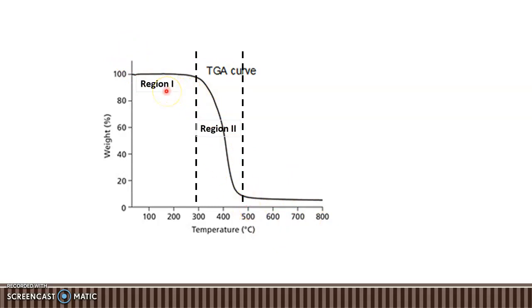So the graph can be divided into two regions. Region 1, which is parallel to the temperature axis, and region 2, which is almost parallel to the weight axis. Okay. So region 1 corresponds to the thermal stability of a compound, and region 2 corresponds to the weight change taking place in the case of a sample. Okay, so region 1 indicates the thermal stability and region 2 indicates the weight change.